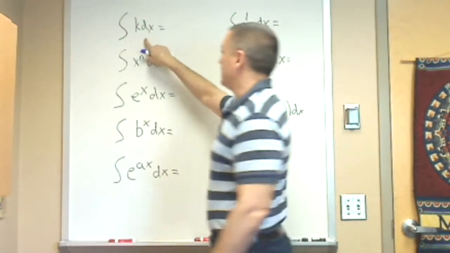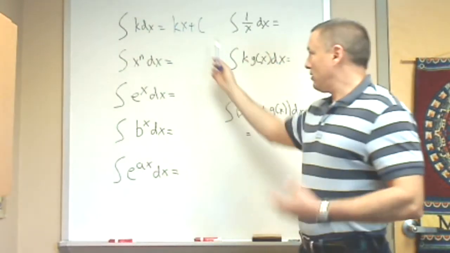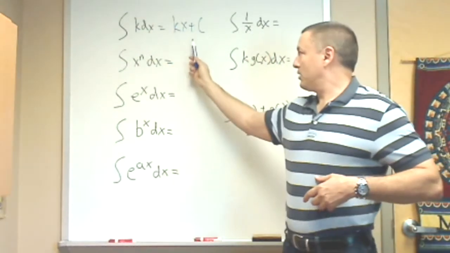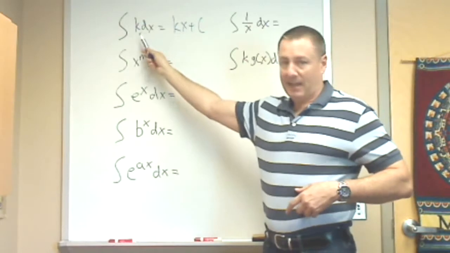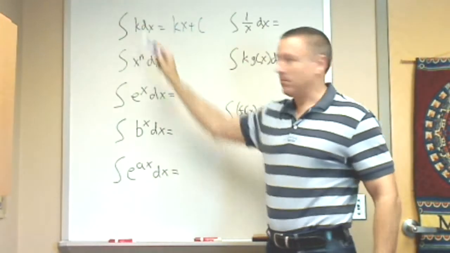The integral of constant k dx is kx plus another constant c. And you can always check a rule for integration by taking the derivative. The derivative of kx would be k, and the derivative of c would be 0. So the derivative of this has to equal what we started with.